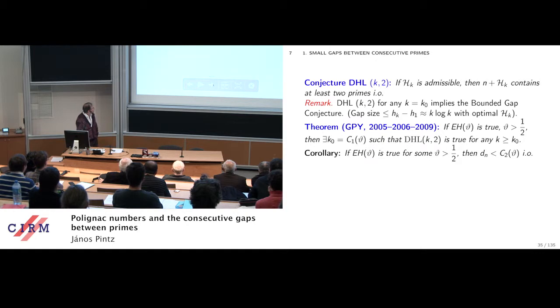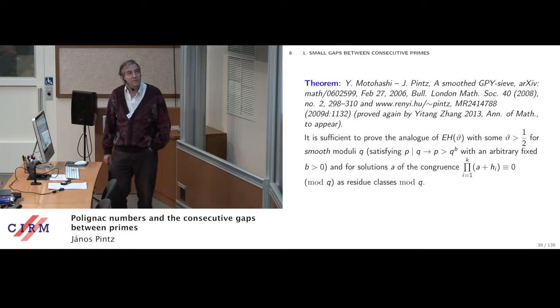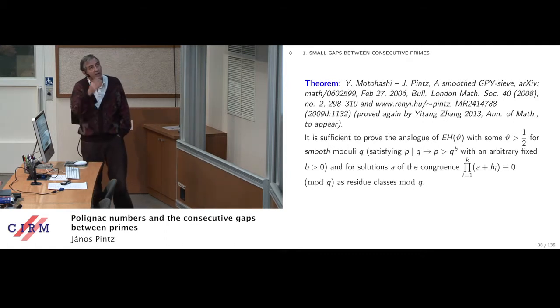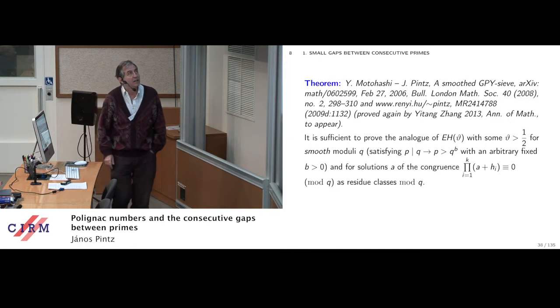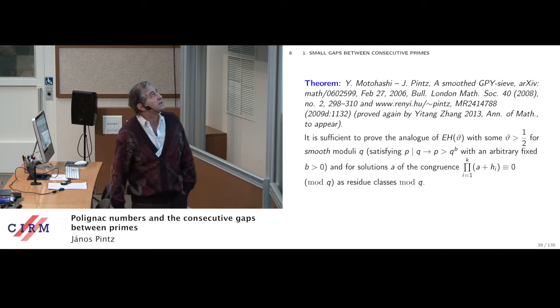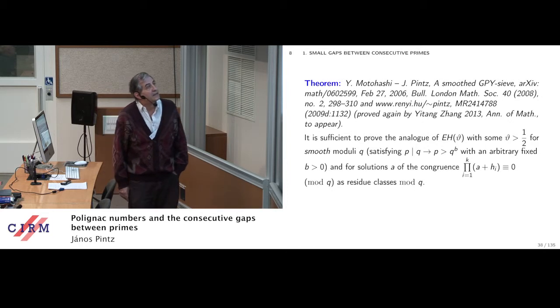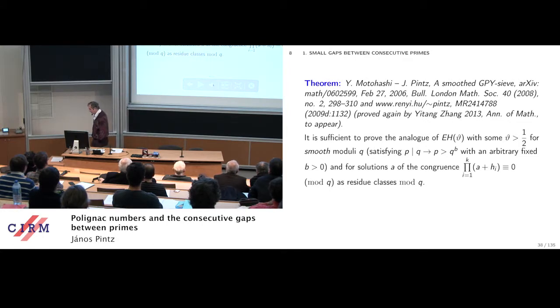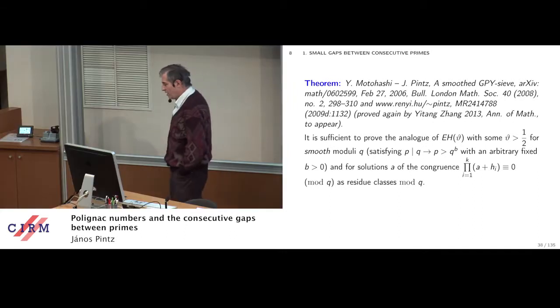Now, we proved one result with Motohashi. I listed here all the appearances, on arXiv 7 or 8 years ago and in the Bulletin of the London Mathematical Society 6 years ago, and it's on my homepage as well. And what we assert is that it is sufficient to prove this sort of improvement of Bombieri-Vinogradov type theorems for smooth moduli, if we don't take the worst class, but if the congruence classes in the Bombieri-Vinogradov theorem are restricted to the solutions of a polynomial equation.